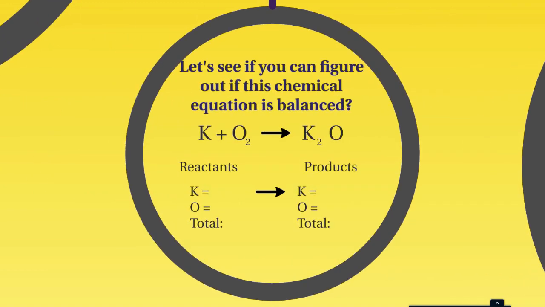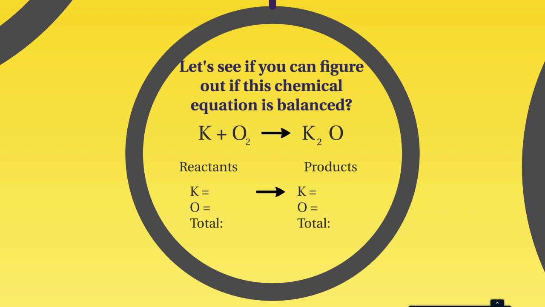So let's see if you can figure out if this chemical equation is balanced. I have K plus O2, that's my reactant, giving me a product of K2O. So take a moment here, press pause, and then see if you can count the atoms for the formula on the reactant side. So pull out your elements, count your atoms, give me a total. Do the same exact thing for the product side. Pull out your elements, count the atoms, give me a total, and then tell me if this equation is balanced or not.